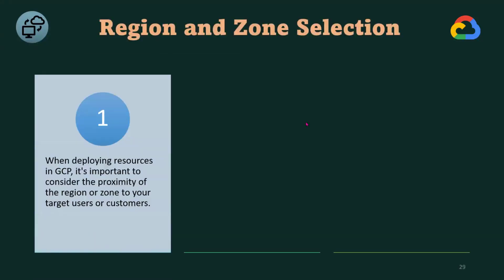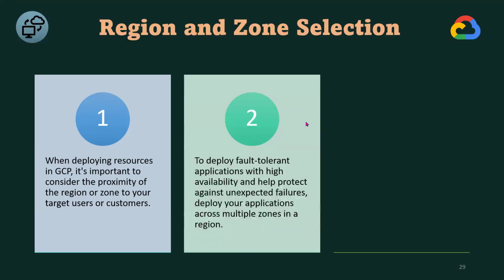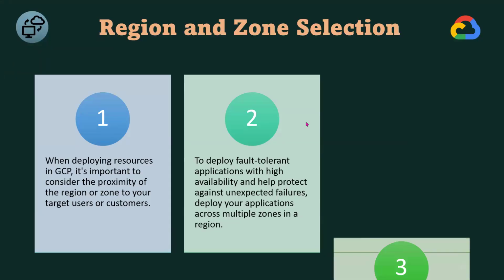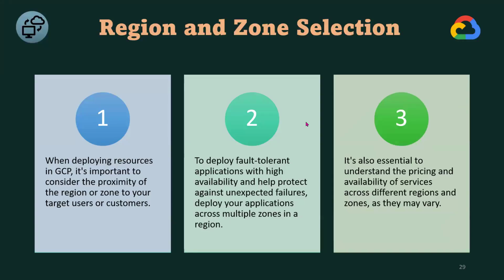The selection criteria: first, whenever you want to deploy or create resources, we need to select the region or zone in proximity to your target users or customers. Second, to help protect against unexpected failures, try to deploy your application across multi-regions or multi-zones. Try to understand the pricing and availability of the services across different regions and zones, because the cost as well as the availability may vary from region to region or zone to zone. Okay, so these are the things, guys.